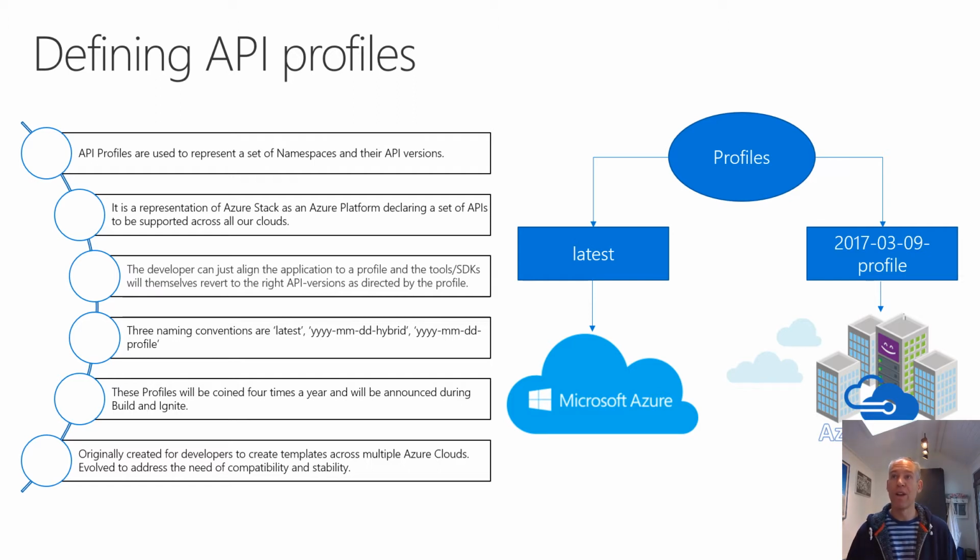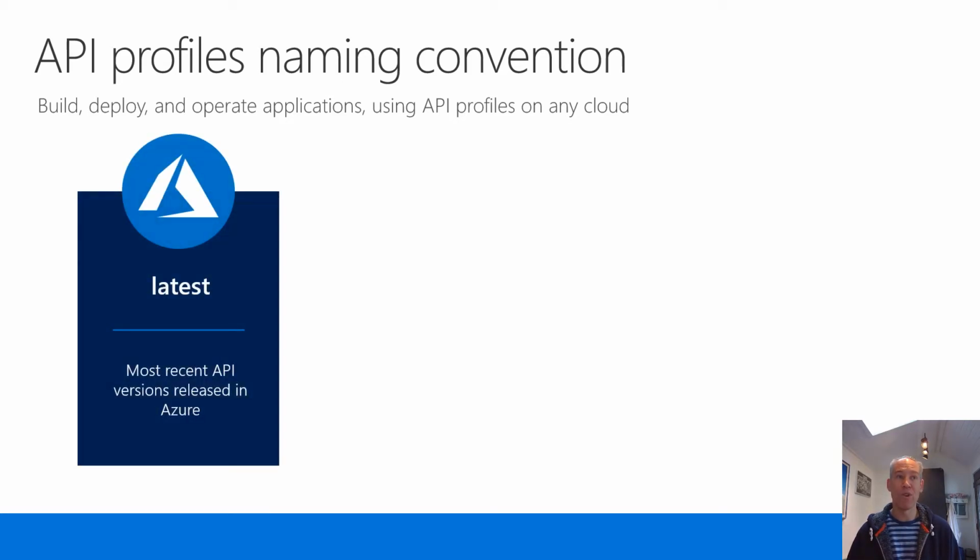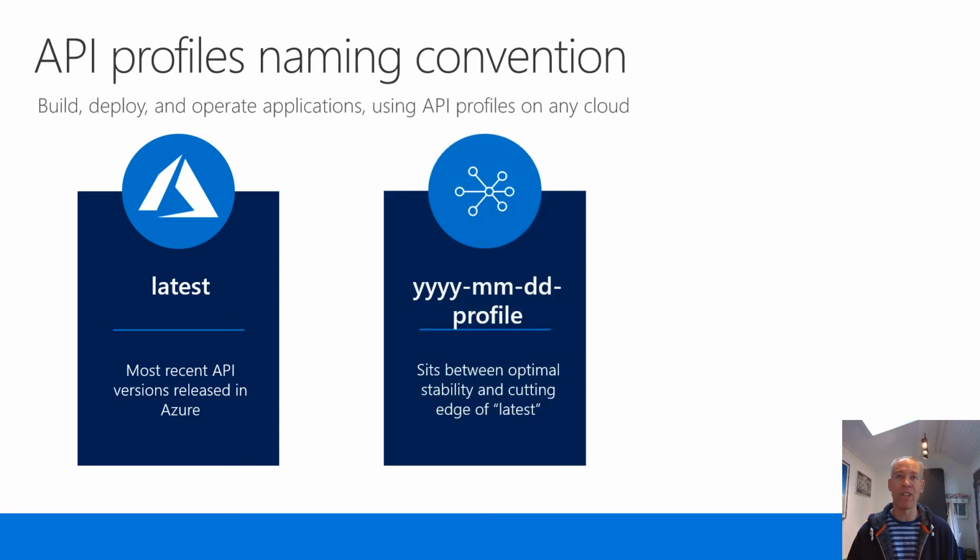There are also dated profiles. Those are more applicable to Azure Stack, and we'll go into detail about how they're defined and when they come out. So the latest version is available in Azure. It's the most up-to-date version of the APIs. You just tell your command or your ARM template to use that. There will be a year, month, and day profile that's available, and it's sort of in between the cutting-edge version of the APIs and a more static version.